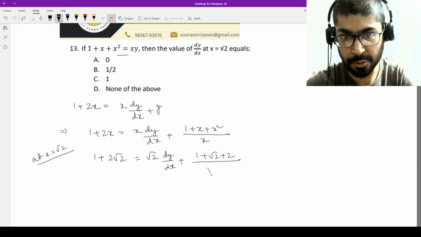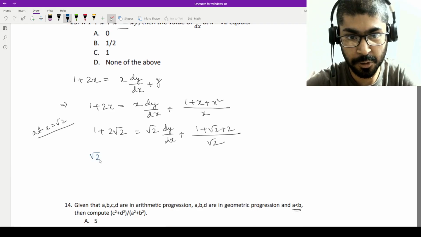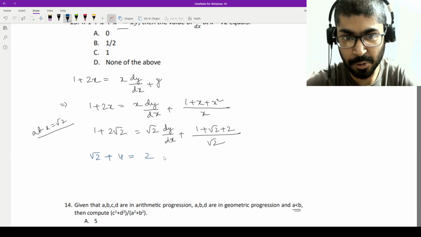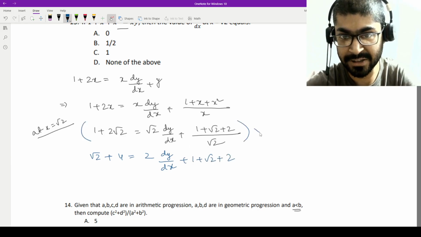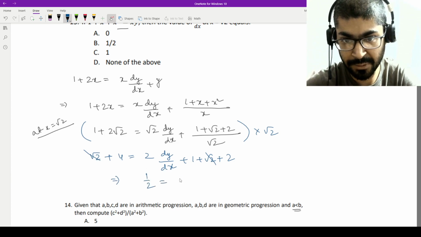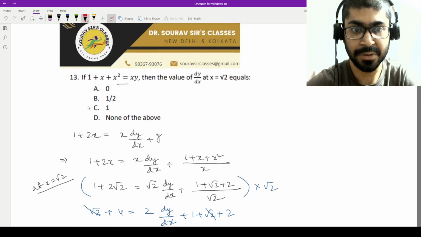2 by root 2. Now multiply by root 2, what will you get? Multiply throughout by root 2, you will get root 2 plus, now root 2 into root 2 makes 2, 2 into 2 makes 4. So this will be 2 dy dx and this will be 1 plus root 2 plus 2 because the root 2 gets cancelled out from denominator. Okay, we essentially multiplied this entire thing by root 2. Now these two will cancel. 1 plus 2 is 3 on the left hand side, 4 minus 3 becomes 1 and this 2 goes to the denominator, so half will be equal to dy dx. If half is equal to dy dx, then the answer you should mark is option B.